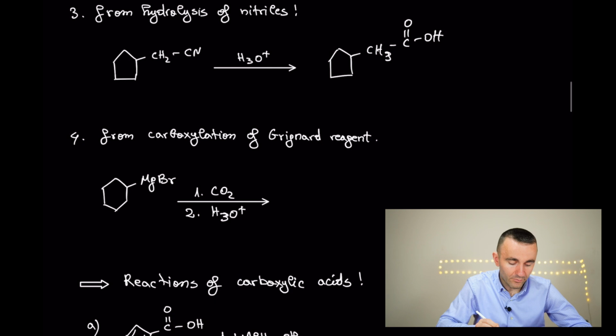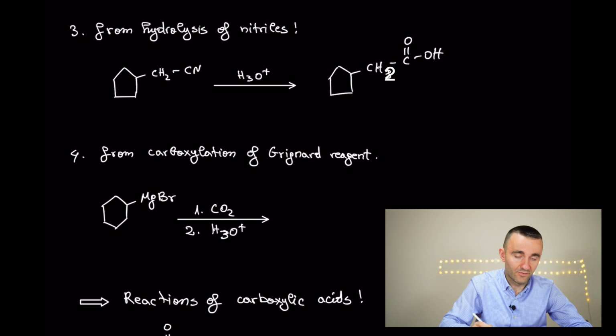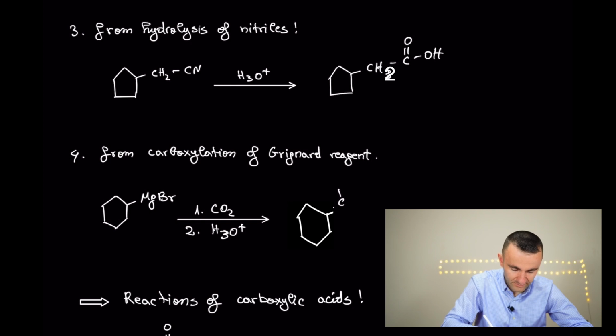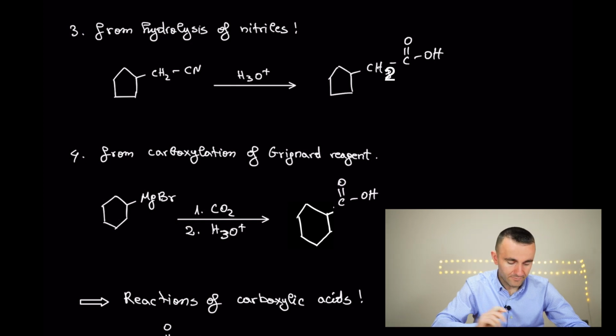Right? From carboxylation of Grignard reagent, keep in mind those two reactions for preparation of carboxylic acids. In this case, you are going to form a carboxylic acid. The difference between these two, we are going to learn in the next video, because nitriles are formed due to the SN2 mechanism. And if you are going to synthesize a bulky carboxylic acid, it is not possible with nitriles. You are going to use carboxylation from Grignard reagent.